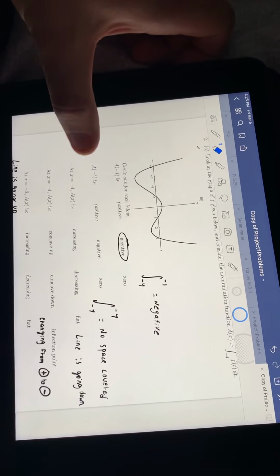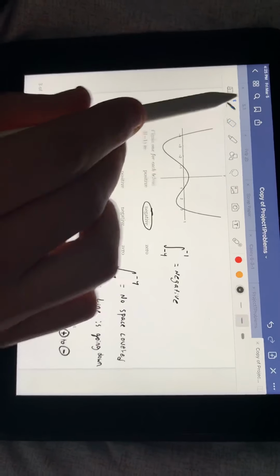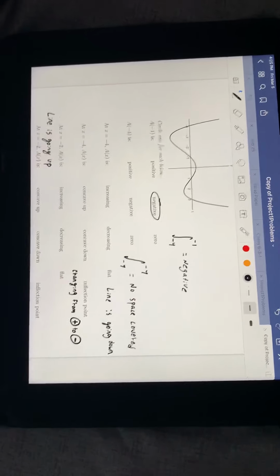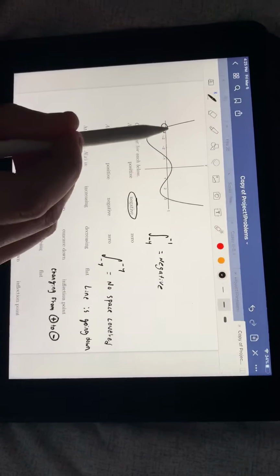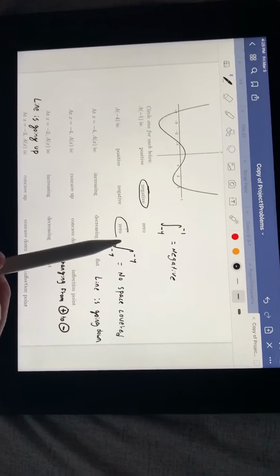All right. Number 2 is a of -4. So going from -4 to -4, you have covered no space at all. So it is just this spot there, and that would equal 0. Okay.